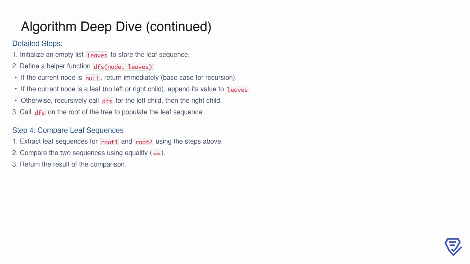To extract the leaf sequence for a tree, we simply call this DFS function on the root node of that tree. Once we have the leaf sequences for both trees, we compare them using the equality operator. If the sequences match, we return true, otherwise, we return false.